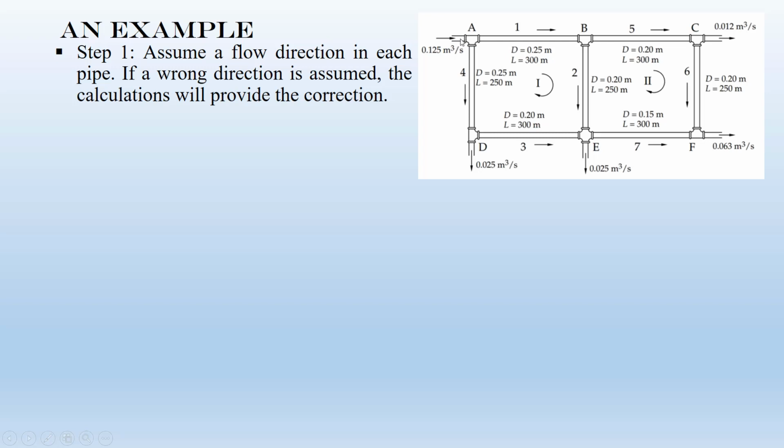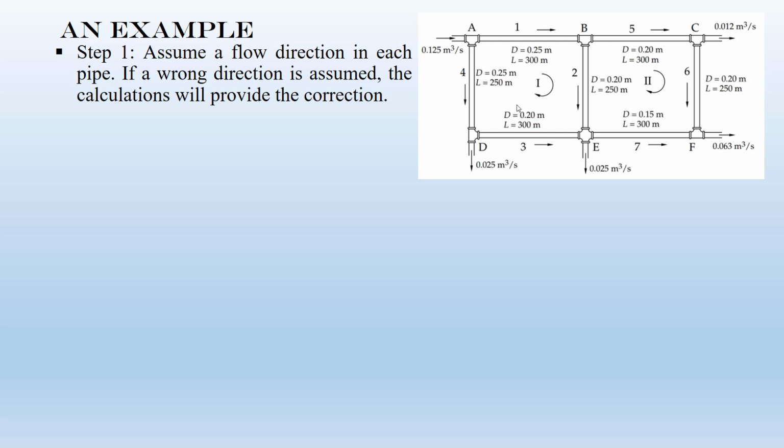You can assume that this flow is divided into pipe 4 and pipe 1. Then this is pipe 1 here at junction B. You can assume that it's divided into two sections for pipe 5 and pipe 2. So you can select a direction for all pipes. Then we have 2 loops. You need to select 2 directions. Normally you can use the clockwise direction. So you label all pipes, you label all junctions, and then you select a flow direction and a loop direction.